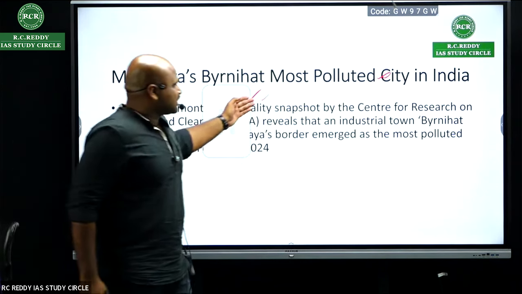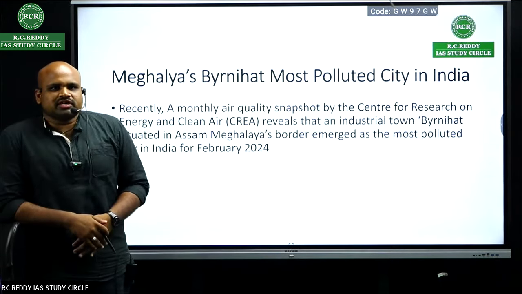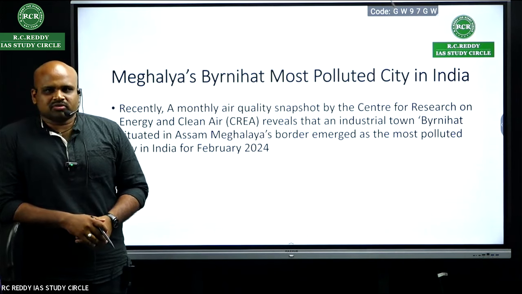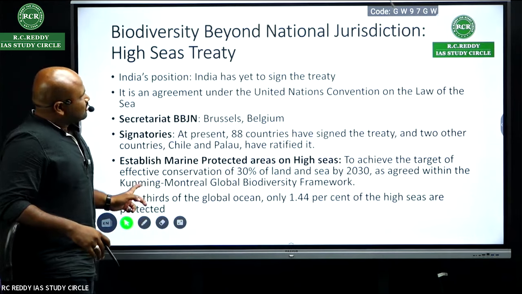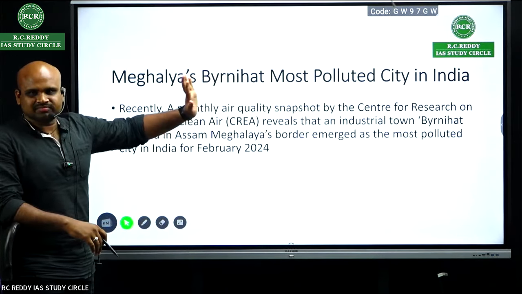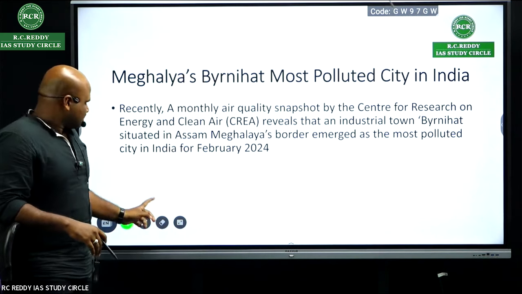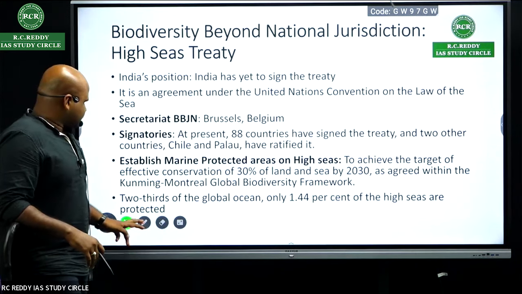Byrnihat was considered to be the most polluted city in India. Now, don't say the most polluted city in India is Delhi, but it is now Byrnihat, right? Basically, this is in the border regions of Meghalaya and Assam. Right? Next. Biodiversity beyond national jurisdiction.